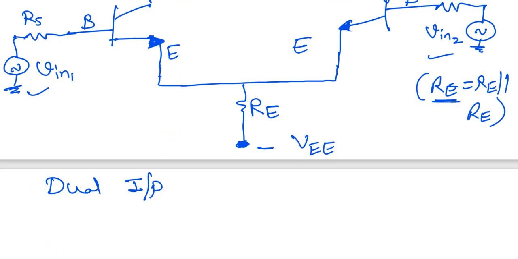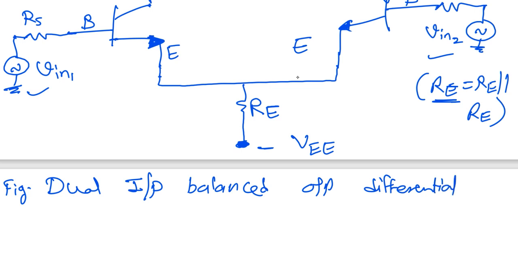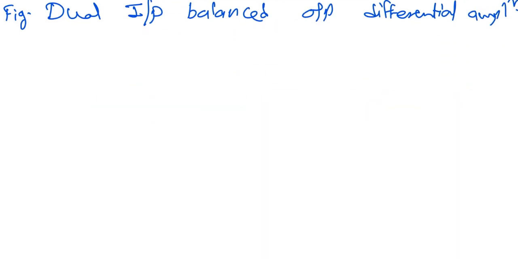Now first I will just write figure: dual input balanced output differential amplifier. So it is made up of transistors and some resistances, as well as we have input source and we have DC supply plus VCC, minus VEE. Now we will look at the second configuration. If you are able to draw dual input balanced output differential amplifier, the rest of the configurations you can also easily draw.